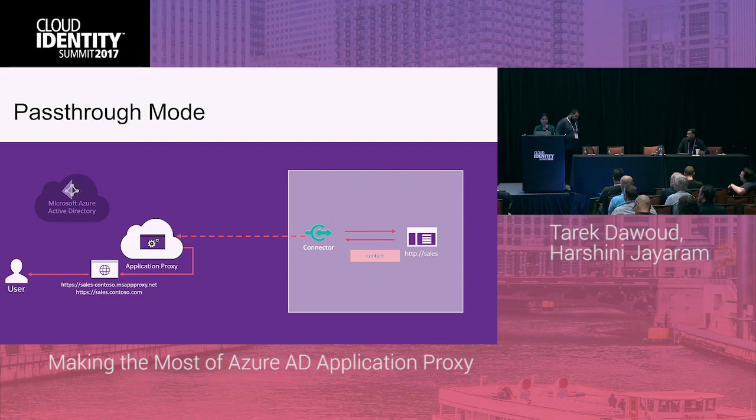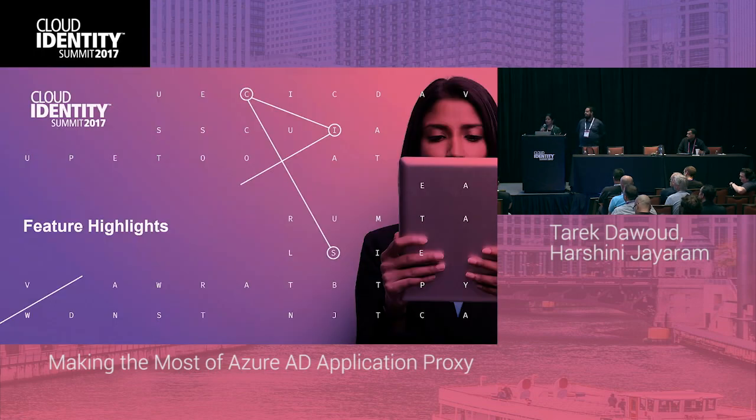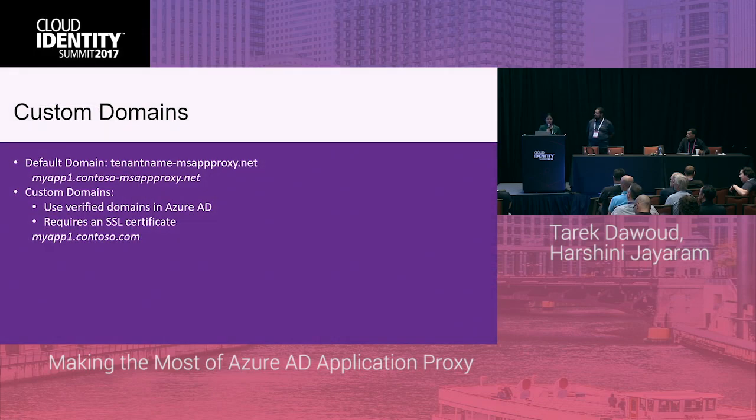Thanks, Tarek. So now that you have a feel for a little bit of the flow of application proxy, let's look at a couple of the feature highlights that you can use. One thing that Tarek and I both referenced a few times is the ability to use your own domain for even the external URL.